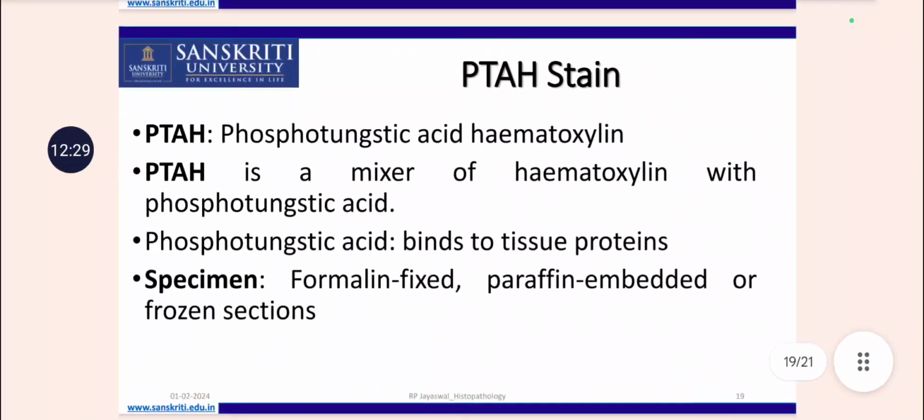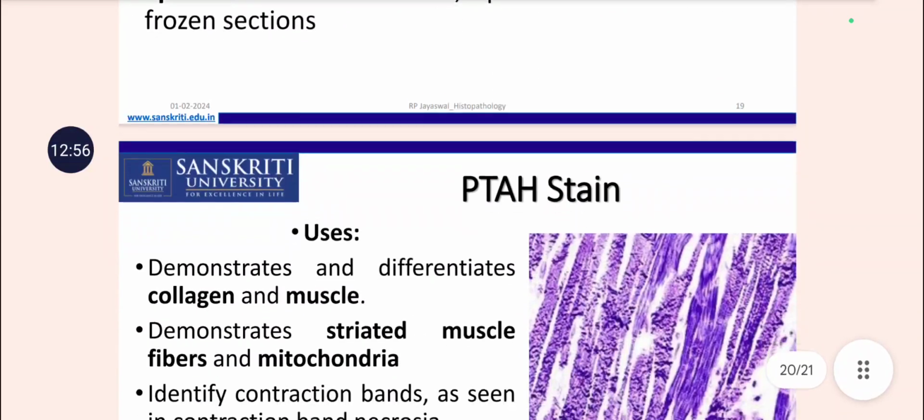The last one is the PTAH stain. PTAH stands for phosphotungstic acid hematoxylin. It is a mixture of hematoxylin with phosphotungstic acid. What is the role of phosphotungstic acid? It binds to tissue protein. What kind of specimen can we use in PTAH stain? Formalin-fixed, paraffin-embedded, or frozen sections can be used.